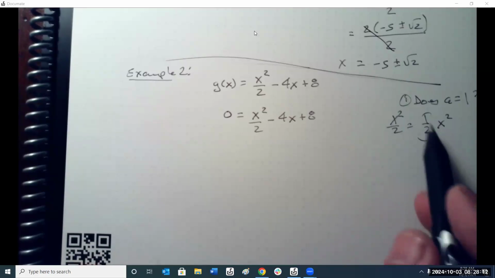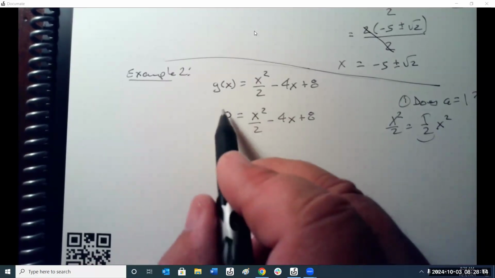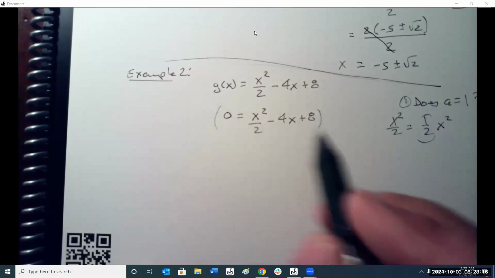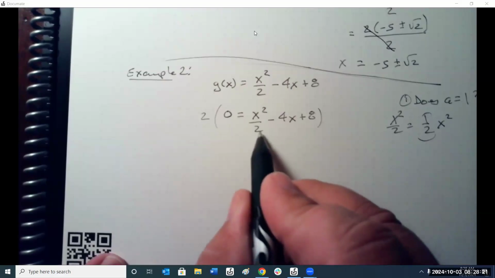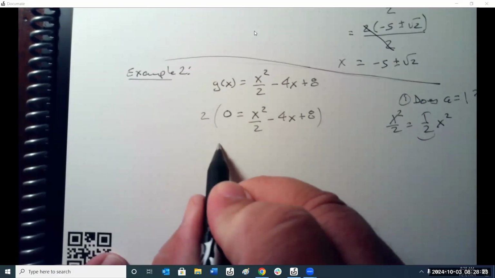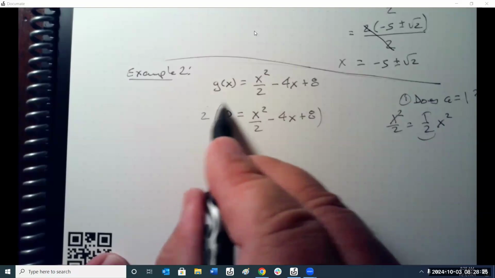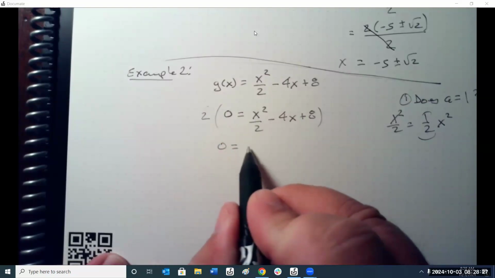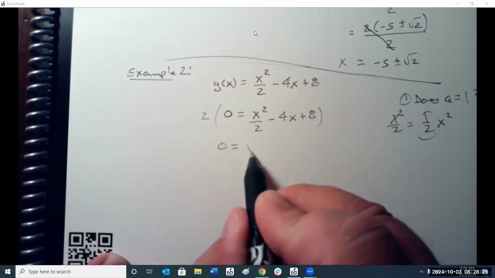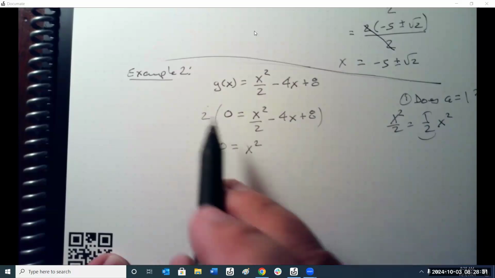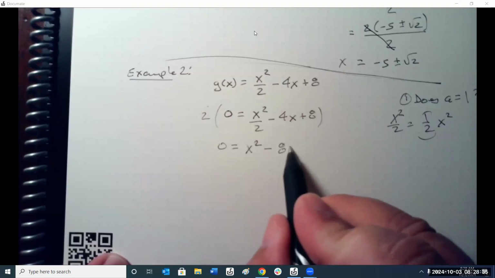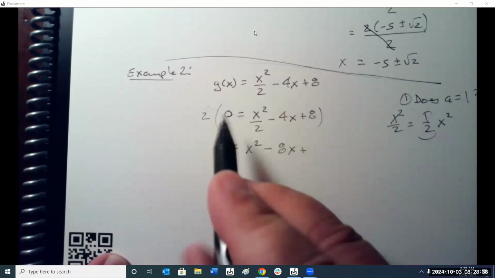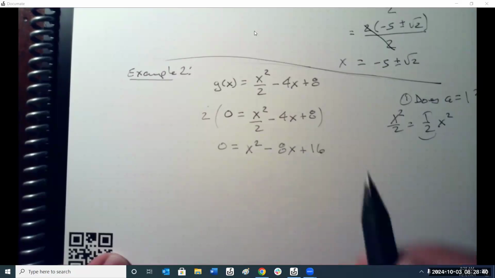So we have to get rid of the 1/2. How? By multiplying everybody by the LCD, the 2, to get rid of the fraction. So we have 0, 2 times x squared over 2. The 2's cancel. Minus 2 times 4 is 8. And 2 times 8 is 16.